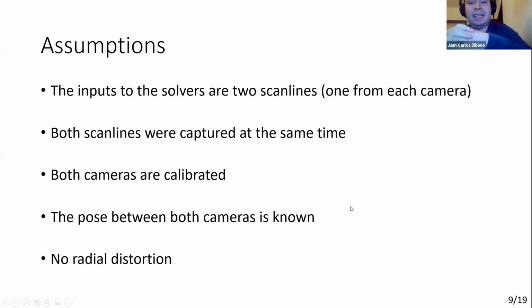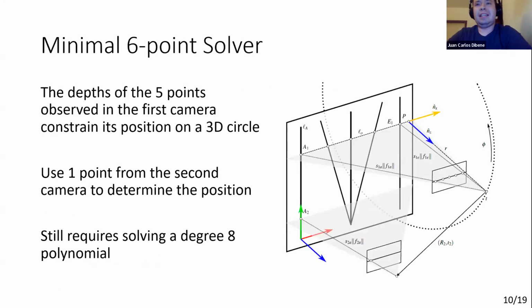So at this point, we have to mention the assumptions our system makes. We assume that both scanlines were captured at the same time, that both cameras are calibrated, and that there is no radial distortion since we are using collinear measurements. As for the minimal 6-point solver, we use 5 points for the first camera and 1 point for the second camera in order to estimate the pose, but this still requires solving a degree polynomial, so this was not a satisfactory result.